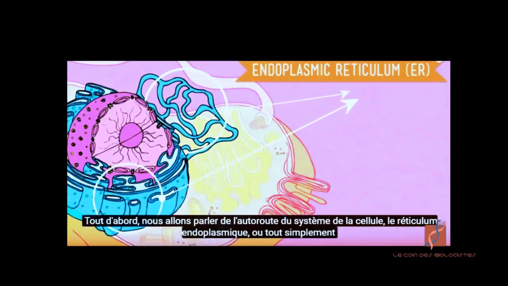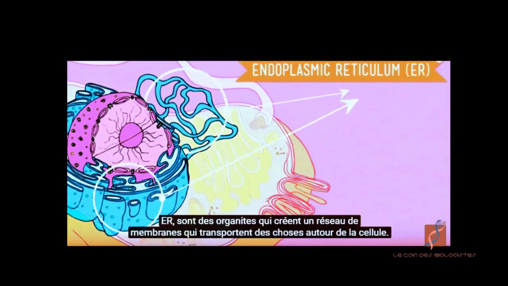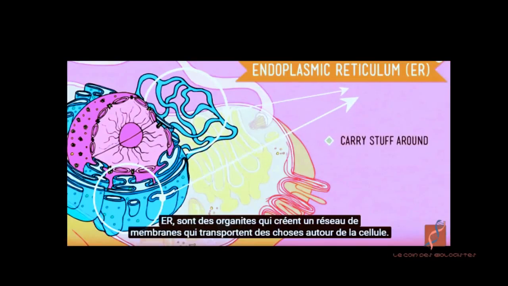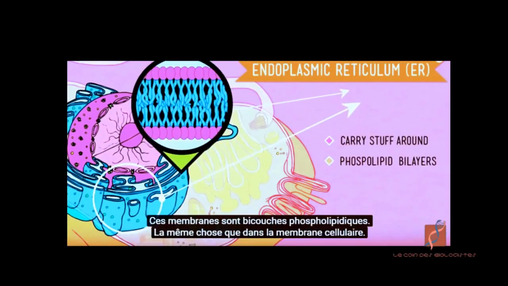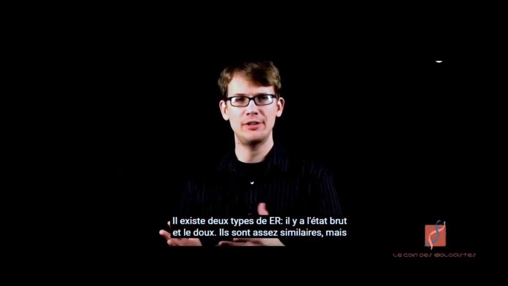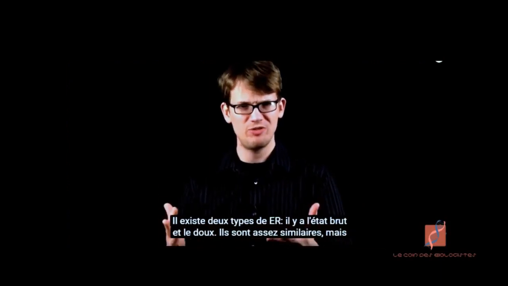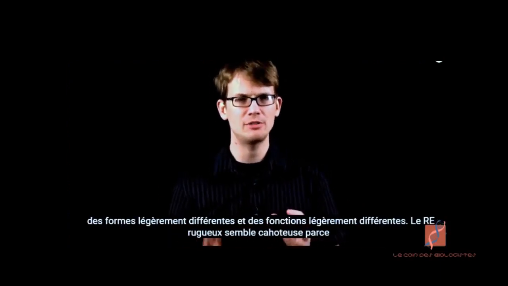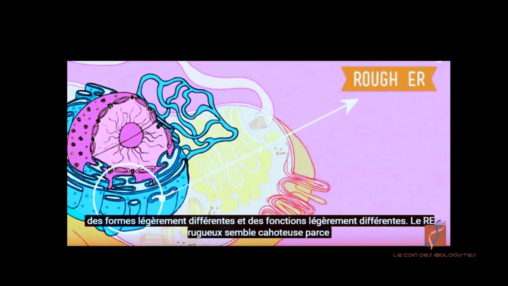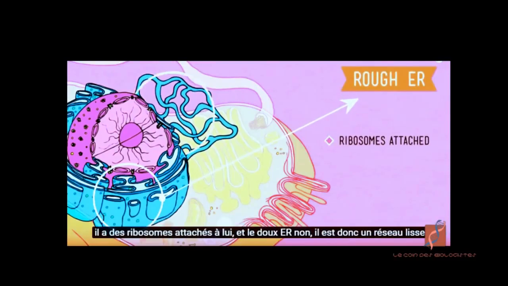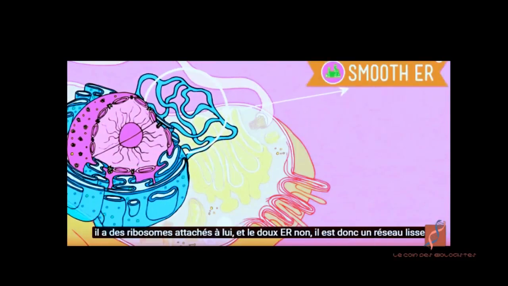The endoplasmic reticulum, or just ER, are organelles that create a network of membranes that carry stuff around the cell. These membranes are phospholipid bilayers, same as in the cell membrane. There are 2 types of ER. There's the rough and the smooth. Fairly similar, but slightly different shapes, slightly different functions. The rough ER looks all bumpy because it has ribosomes attached to it, and the smooth ER doesn't, so it's a smooth network of tubes.